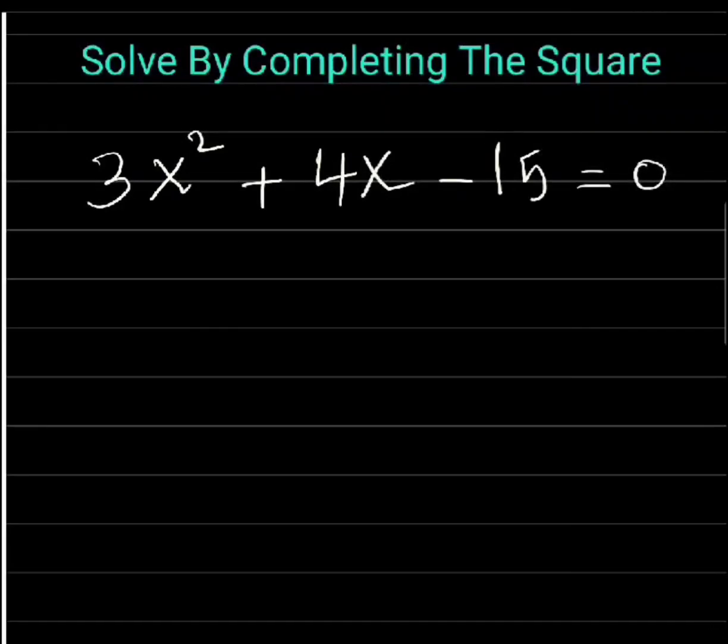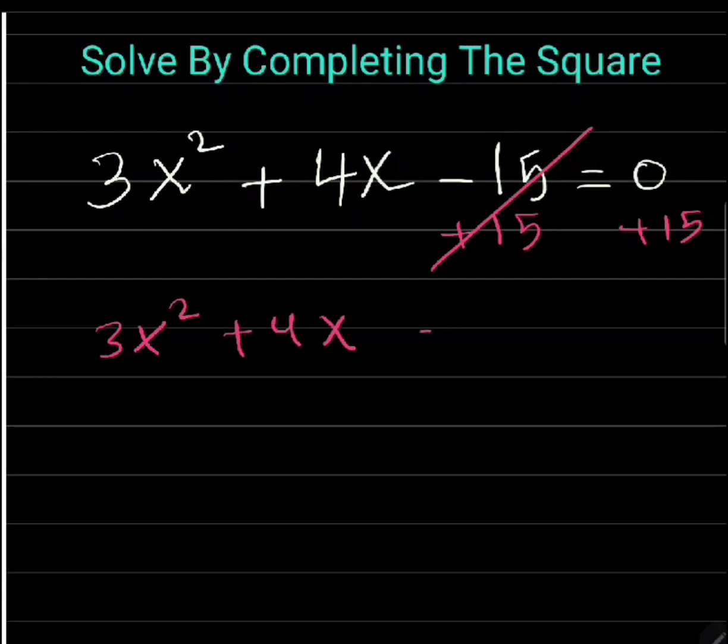In this video tutorial, I am going to show you how to solve this quadratic equation by completing the square method. So the very first thing, we're going to make sure that only x variables are on the left hand side. That means we must get rid of this negative 15. So I'm going to add 15 on both sides. What happens next is this thing is gone. We got 3x squared plus 4x equal to 0 plus 15, which is 15.